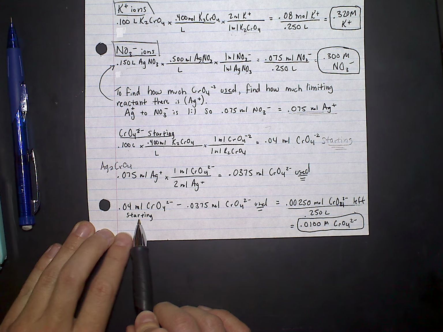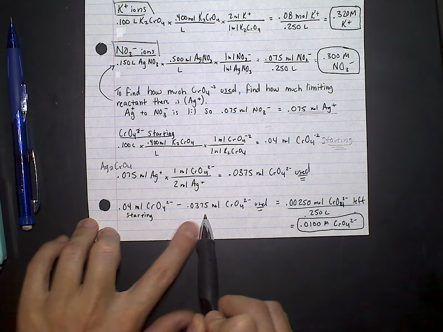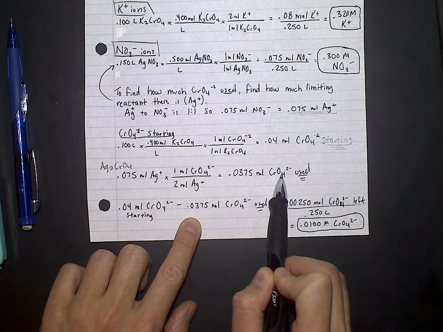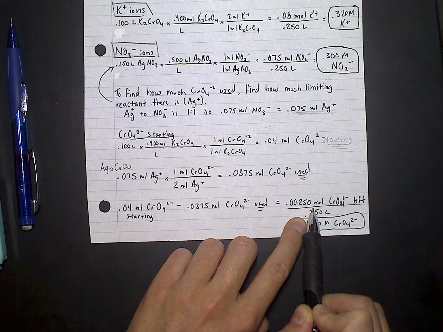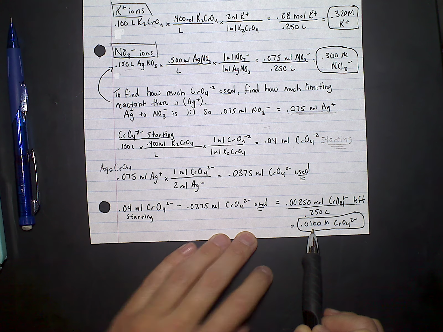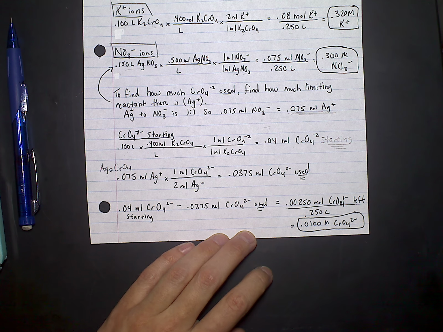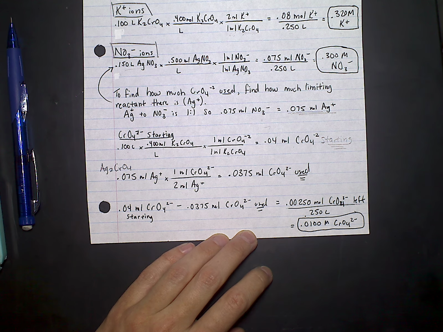Now I take what I started with, which is what I calculated right here, subtract what I used, which I calculated right here, and I have what's left in terms of moles of CrO4 2-. Put that over my total volume, and I get my concentration. Okay? It seems like a lot of work, but I'm breaking it way down for you. Once you guys get it, you can fly through these. I'm just doing it the slow way so that you guys can see all the steps.